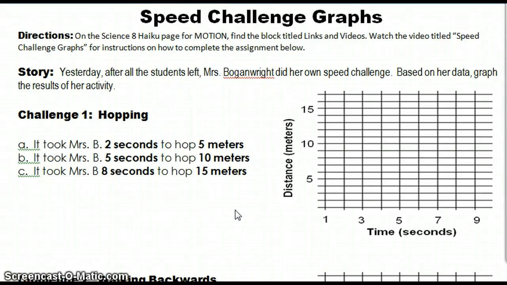Hey guys, so here's your homework for the speed challenge graph. I'm going to help you with the first one, and then you are on your own for the second two. So congratulations on finding this. So here's what we're going to do.